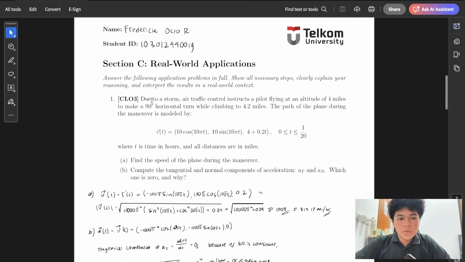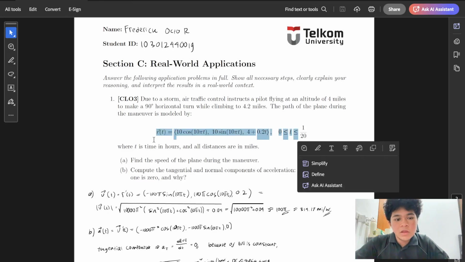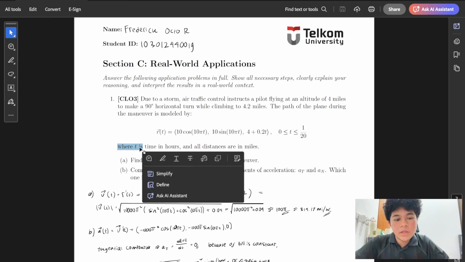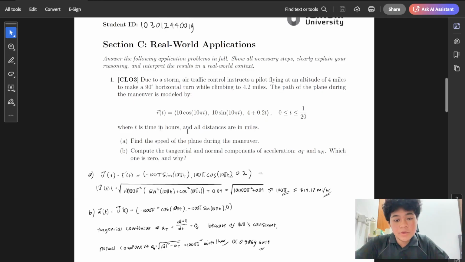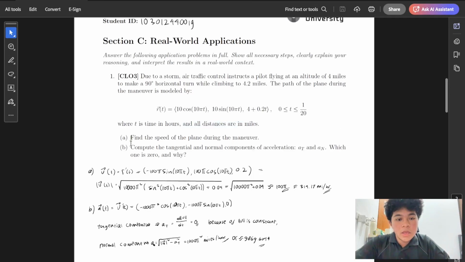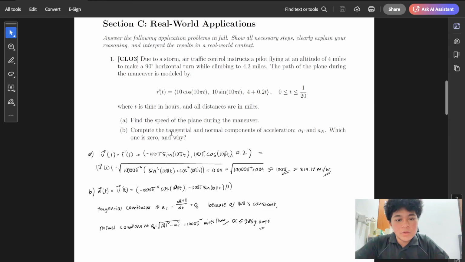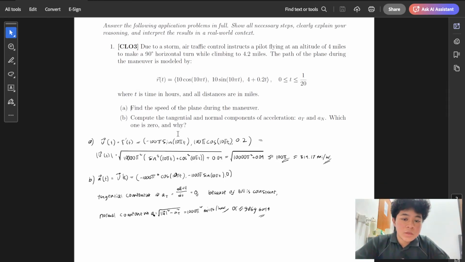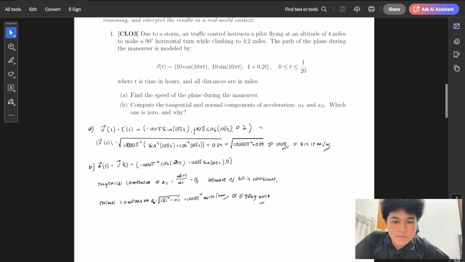Jadi di sini soalnya itu Geostorm Air Traffic Control or ATC instructs a pilot flying at an altitude of 4 miles to make a 90 degrees horizontal turn while climbing to 4.2 miles. The path of the plane during the maneuver is modeled by this function, where t is time in hours and all distances are in miles. We have to find the speed and also compute the tangential and normal components of the acceleration.